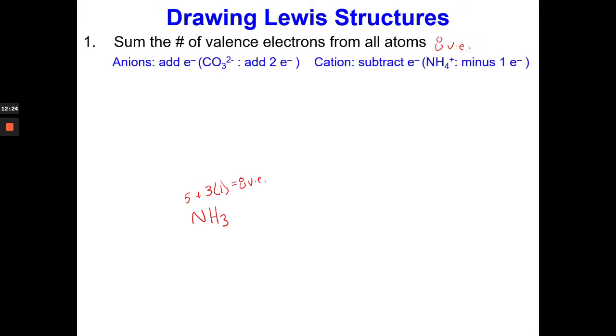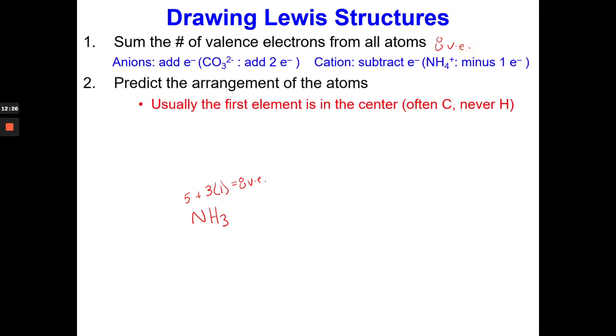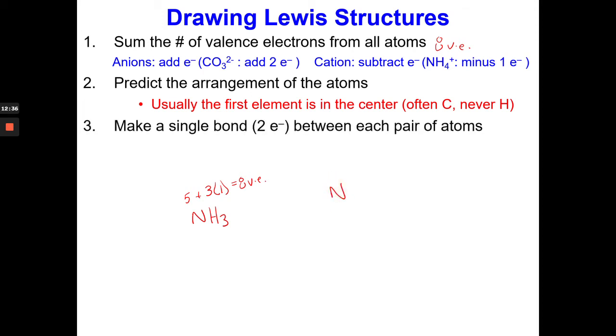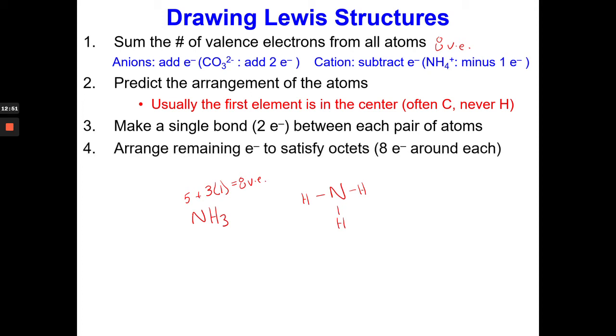Next, it says, I don't have to worry about anions and cations. Predict the arrangement. Hydrogen's never in the middle. Well, that means nitrogen is going to be in the middle. So we put that here. And then we use a line to add the hydrogens. So hydrogen, hydrogen, hydrogen. At that point, I've used, each line is 2 electrons, 2, 4, 6 electrons. I have 8.